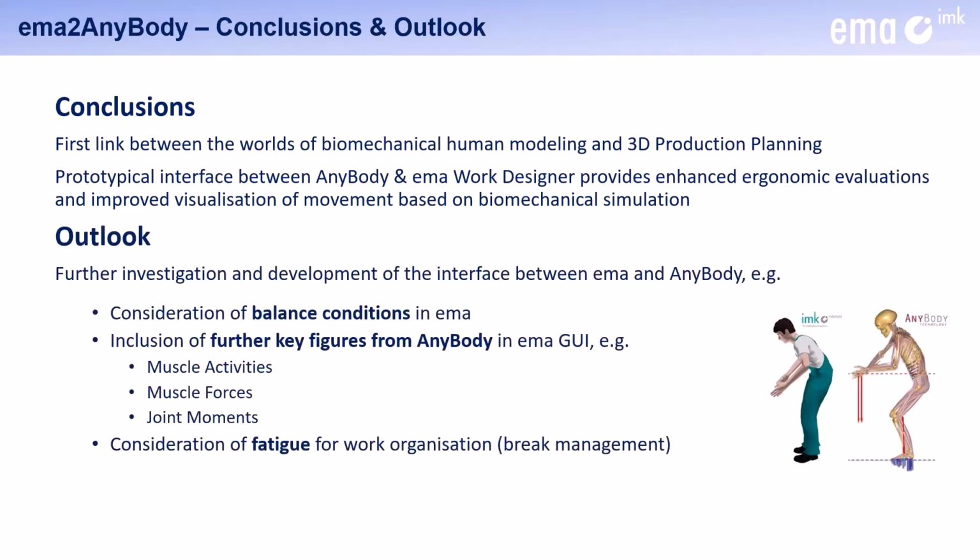That means, I think, in the future you can use many more functionalities from EMA and AnyBody to enhance more and more ergonomic analysis in the overall world of production planning. It means, for example, the consideration of balance conditions in EMA, or the inclusion of more key features from AnyBody in the EMA graphical user interface, or also in AnyBody when it comes to EAWS, NIOSH, muscle activities, joint force, and so on.